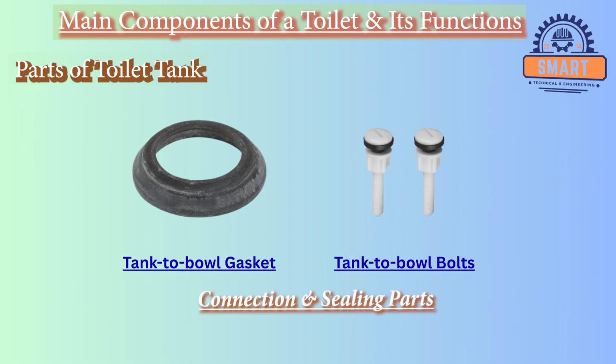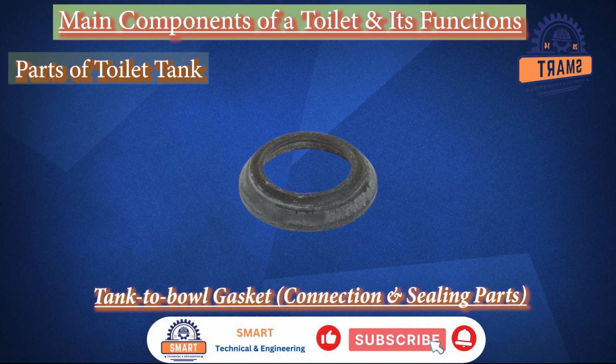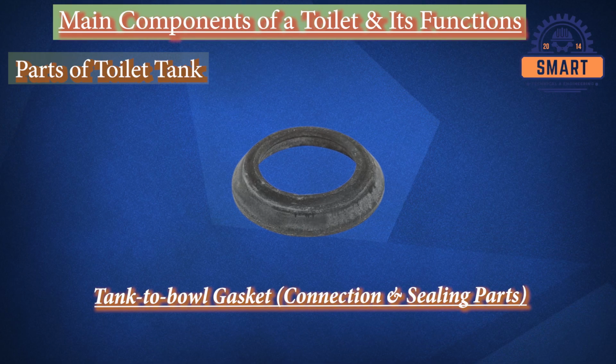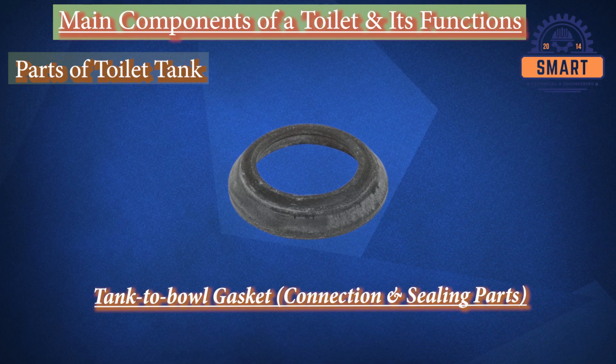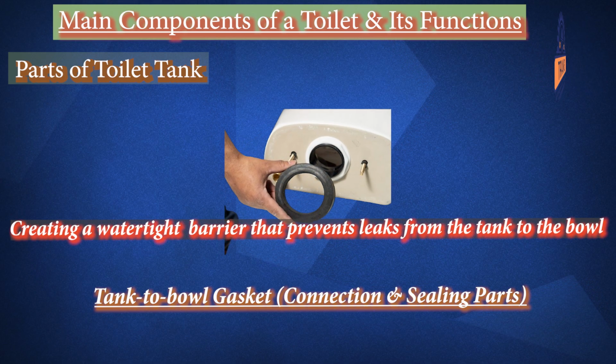Connection and sealing parts of the toilet tank. Tank-to-bowl gasket. The tank-to-bowl gasket is a rubber or sponge-like seal positioned between the bottom of the toilet tank and the top of the toilet bowl, creating a watertight barrier that prevents leaks from the tank to the bowl.